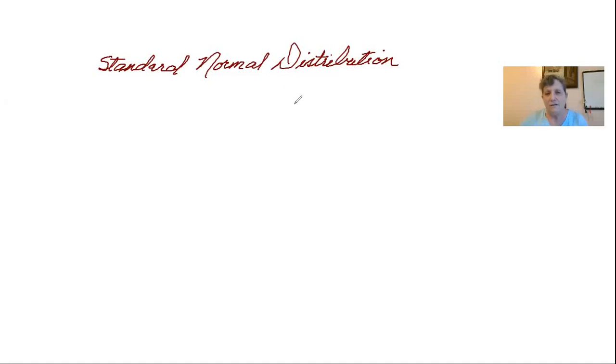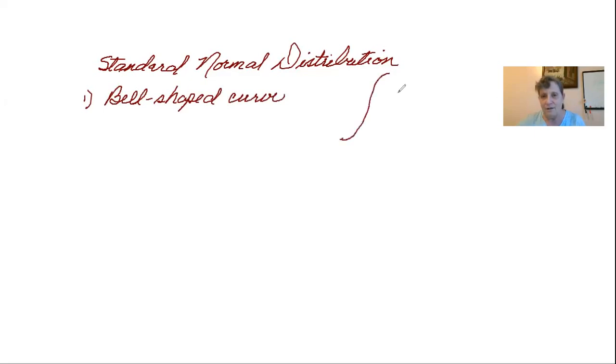Well, we finally made it to the standard normal distribution. This is where it really starts being statistics. Your standard normal distribution, number one, has to have a bell-shaped curve. And by bell-shaped, think Liberty Bell. It looks something like this. So this is what we mean by a bell-shaped curve.